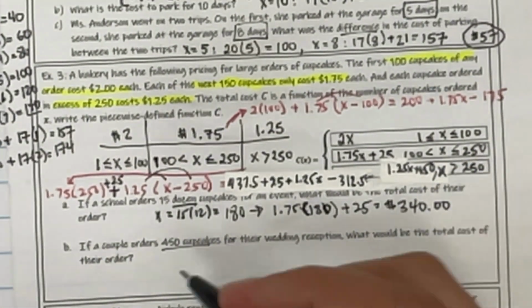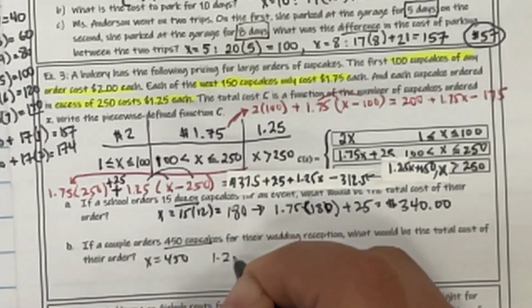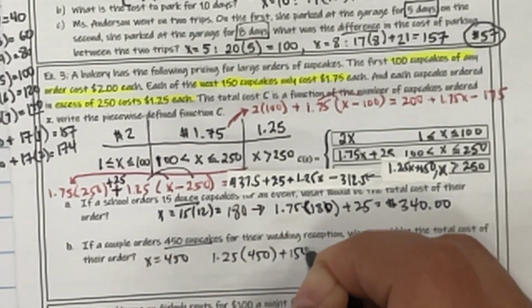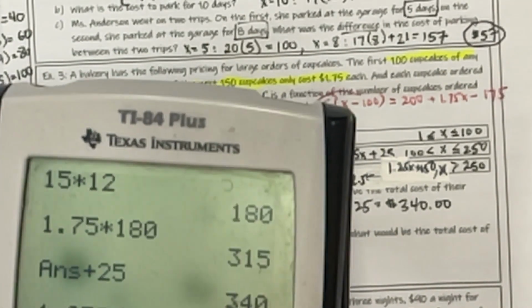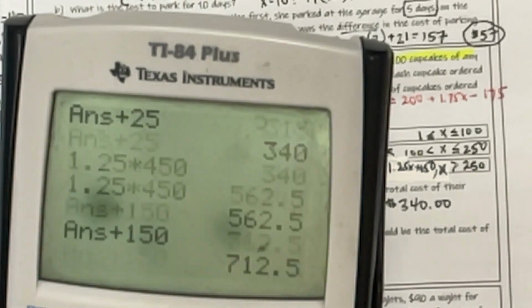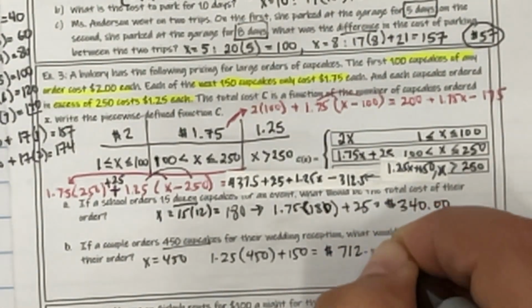And last question, if a couple orders 450, which equation do I use? The last one, 1.25 times 450 plus 150, which is going to give me $712.50. So that's how you write piecewise functions from words or from context problems. Let's practice.